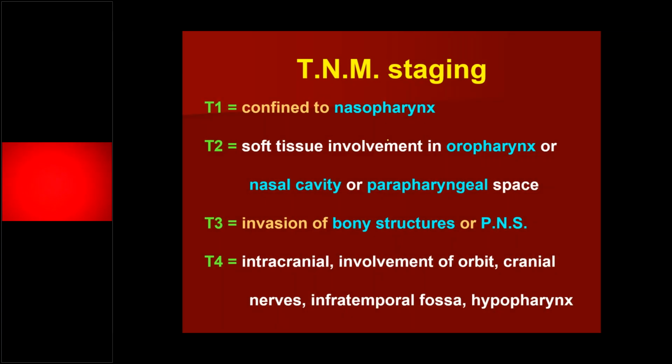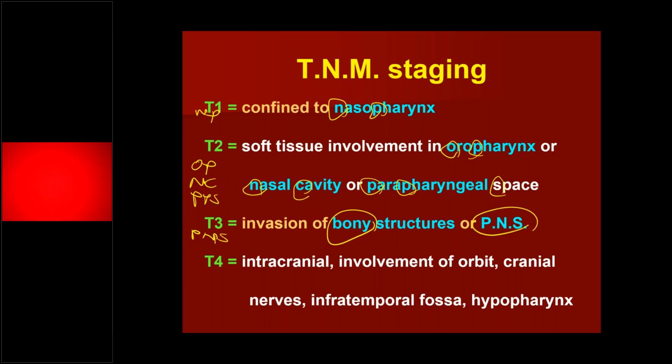How do you stage the tumor? Important. T1 is for the nasopharynx only. T2 is coming down to the oropharynx or nasal cavity or parapharyngeal space. Okay. T3 is bony structures. T3 is bone involvement or paranasal sinuses. So this is parapharyngeal space, this is paranasal sinuses.